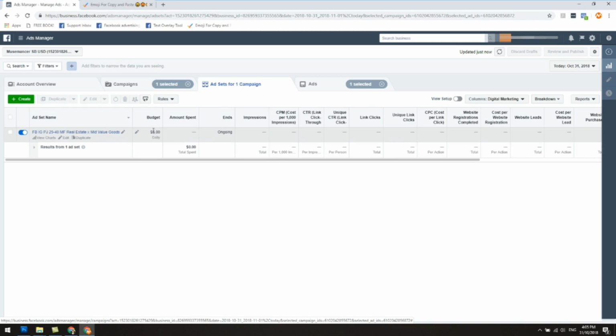Now the question is that you probably want to duplicate the ad set and target other types of interest, and that's okay. All right, a lot of people do that. It's quite normal to have multiple ad sets in one campaign. So in this campaign, we're targeting the real estate interest with mid-value goods, and let's just say you're gonna target another keyword or detailed interest. All right, so here's how to duplicate the ad set and still target the same ads.